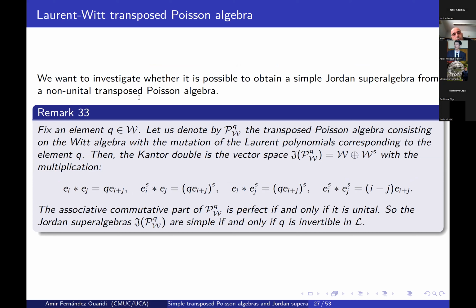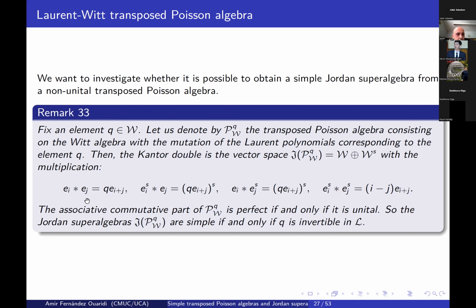We also wanted to investigate whether it was possible to obtain a simple Jordan superalgebra from a non-unital transposed Poisson algebra. And look at this example. If we fix an element Q in the Witt algebra, we can denote by PQW the transposed Poisson algebra consisting of the Witt algebra with the mutation of the Laurent polynomials corresponding to the element Q. Then the Kantor double will be given by the following multiplication here.